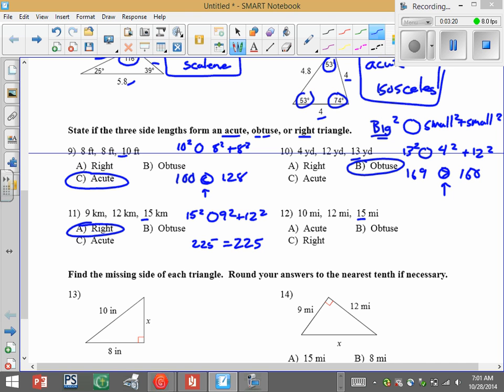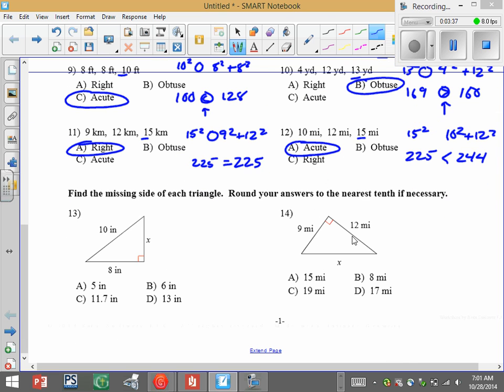And then one more example. So 15 squared is the big one. And we'll go 10 squared plus 12 squared. So again, 15 squared is 225. 10 squared plus 12 squared, 244. So 225 is less than, which would be acute.